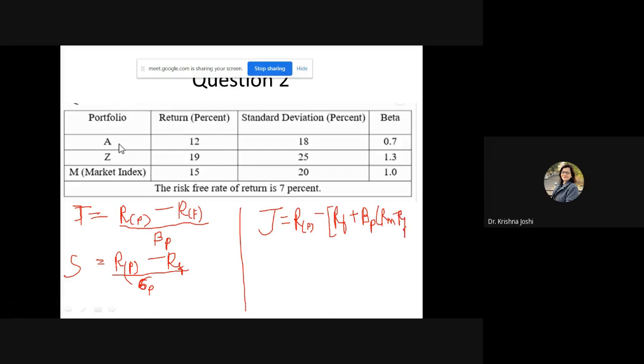So you need to calculate it for all the three: portfolio A, portfolio Z, and market portfolio. These are the three different formulas, right? You need to calculate the performance measure for each of these. Chalo, calculate it and tell me the answer. I'm giving you 2 minutes time.